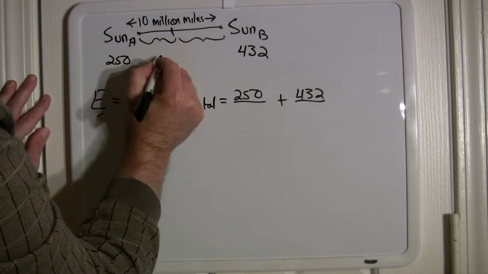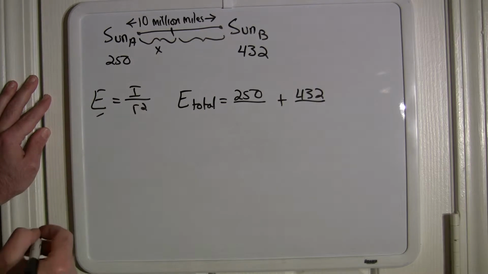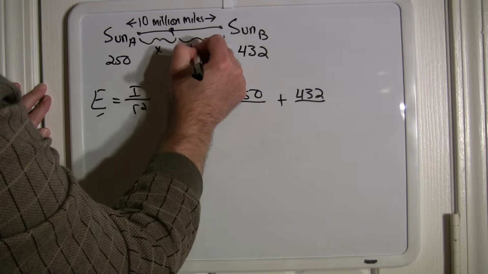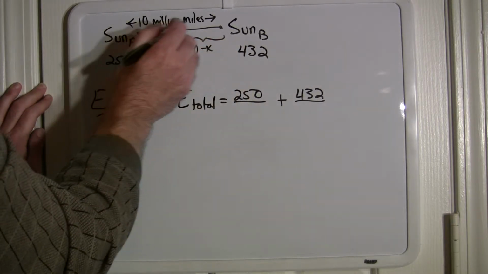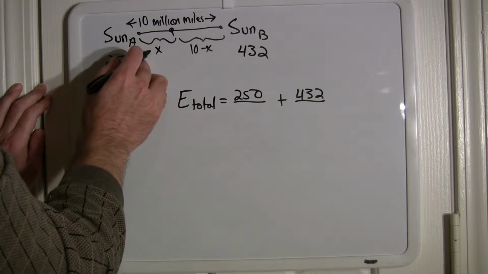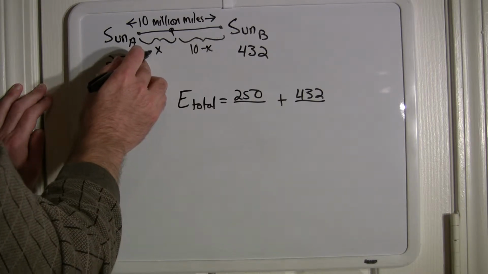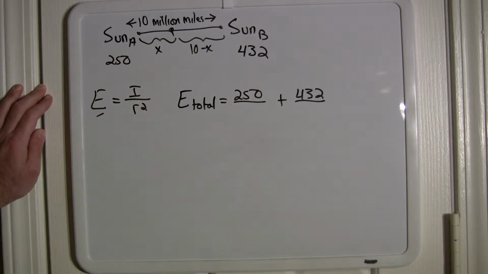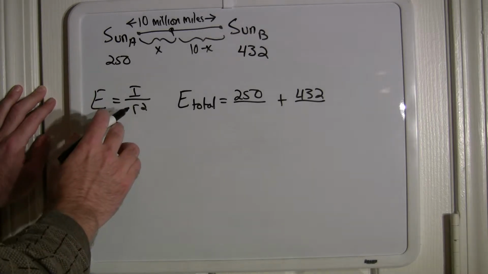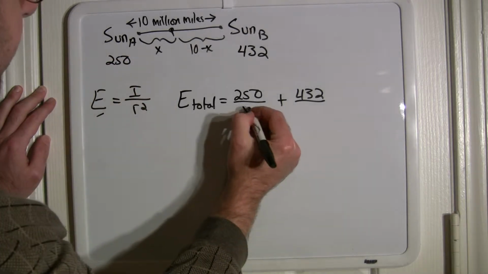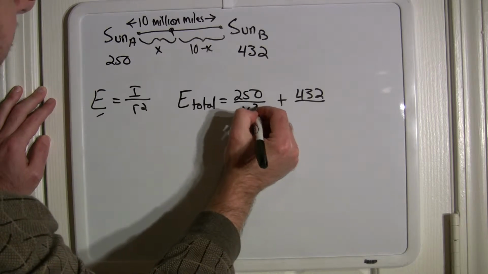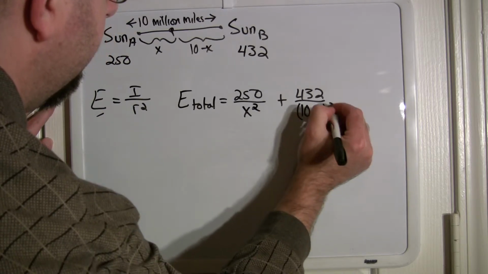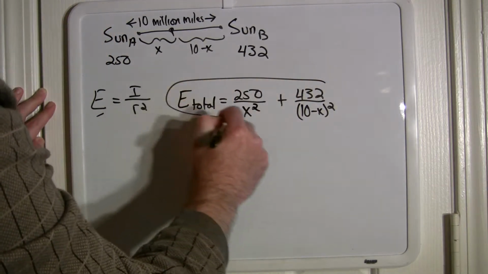So the distance between Sun A and the planet I'll set as x, and then the distance between Sun B and the planet I'll set as 10 minus x. This will be 10 million miles minus however many million miles x turns out to be, and I'll just take out the million, and then whatever answer we come up with I'll multiply by a million. So now we have an r. For Sun A it's x, and then given the formula we square it. For Sun B it's 10 minus x, and I'll square that. Now we have a formula with which to work.